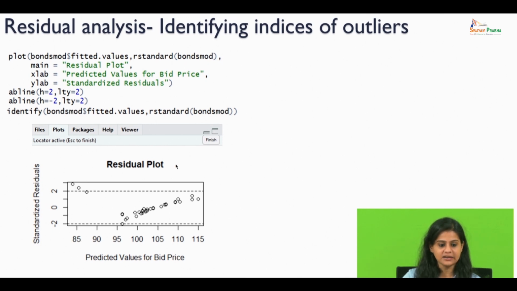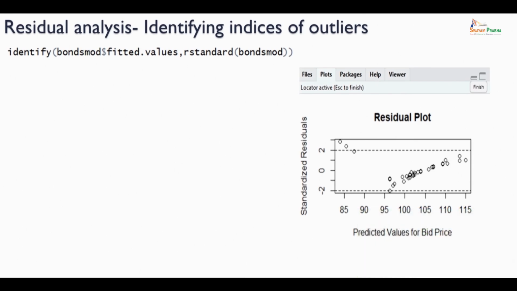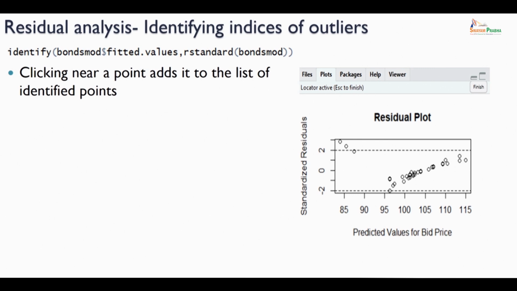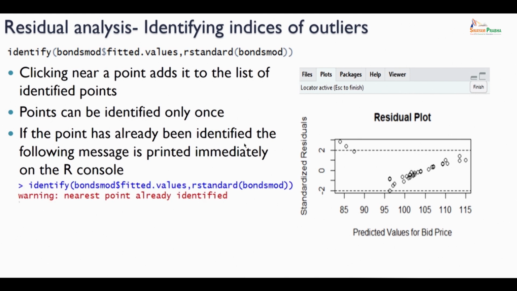Now on this plot we will need to click and identify each of the points. Now let us see how to do that. So I am displaying the command above to remind you of the fact that we are using fitted values and standardized residuals to identify. Now clicking near a point adds it to the list of the identified points. Now if I am going to click near this point, it is going to identify this point and store it. Now all these points can be identified only once. Now if a point has already been identified and you still click near it, then you will get the following message. It will be a warning which reads as nearest point already identified.